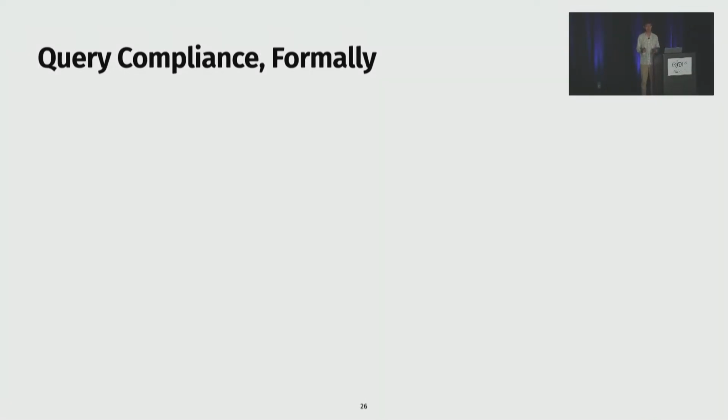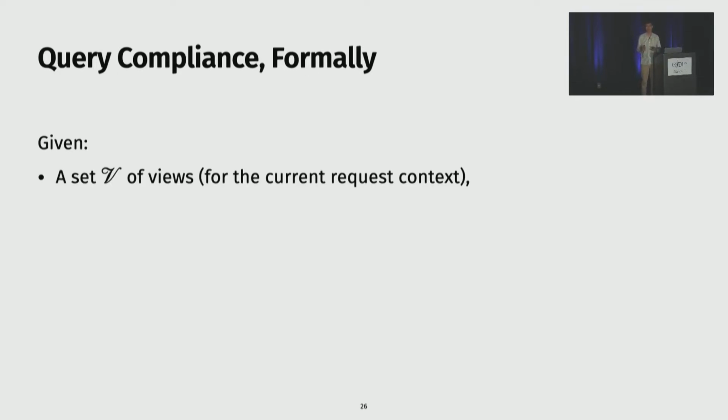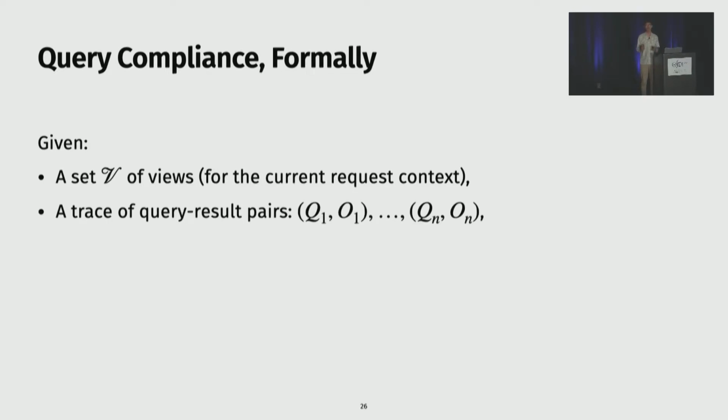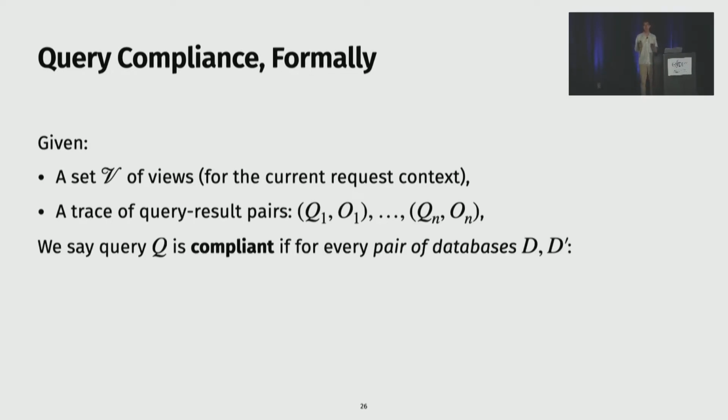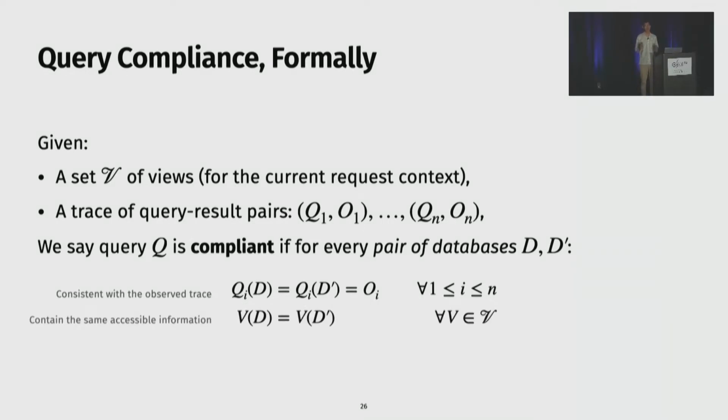Now let's extrapolate from this example and define query compliance formally. Given a set of views, which indicate the accessible information for the request context, and the trace of prior query output pairs, we say that the query is compliant if for every pair of databases, D and D prime, that are consistent with the observed trace and contain the same accessible information, the query must return the same result on both databases. This property ensures that on the current database that the web application is interacting with, the query reveals no more information than is exposed by the views.